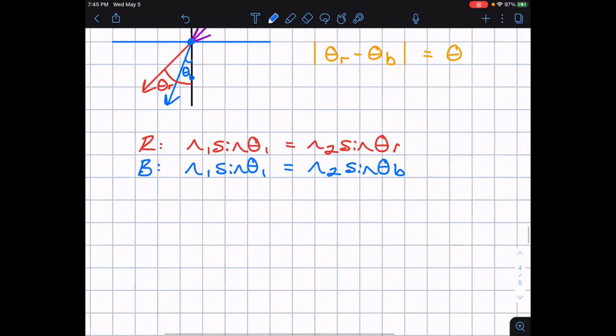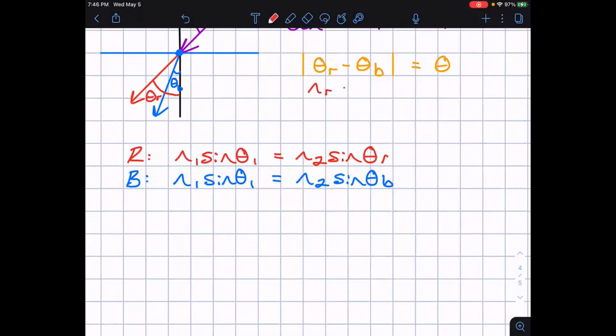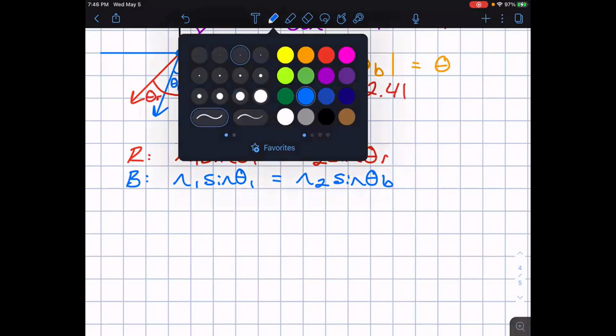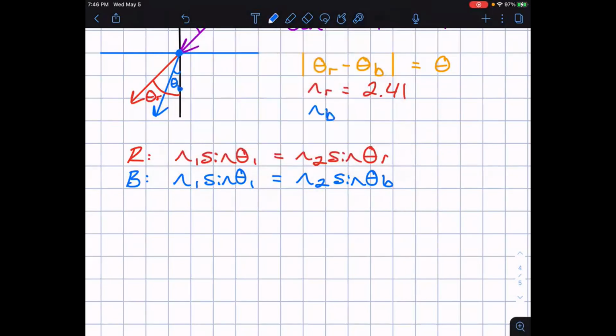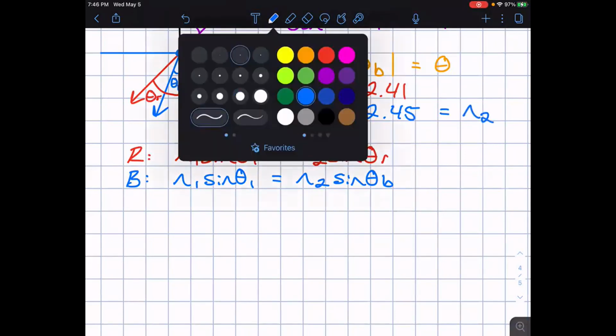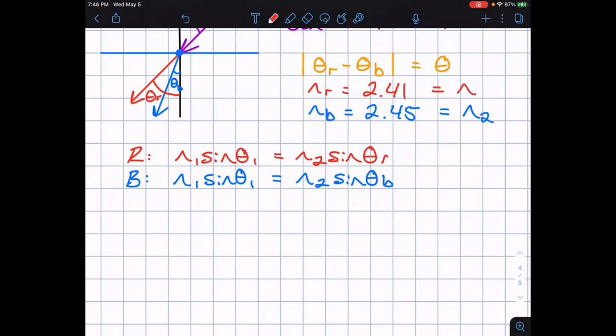We are given the index of refraction for red and blue individually. So I'll say NR is going to be, I believe it's 2.41, let me check just to be absolutely sure. Yes, it is 2.41, and blue is 2.45. Those are equal to N2 in both cases, because that is the index of refraction that light experiences once it is dispersed inside that diamond.